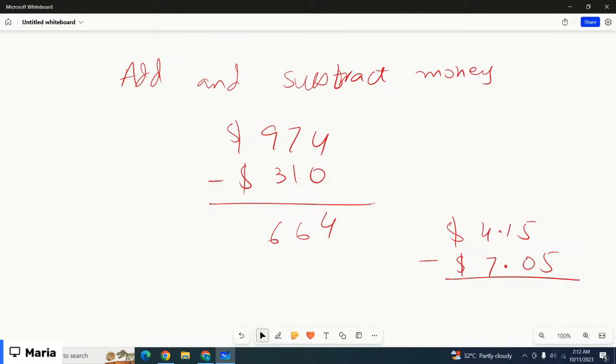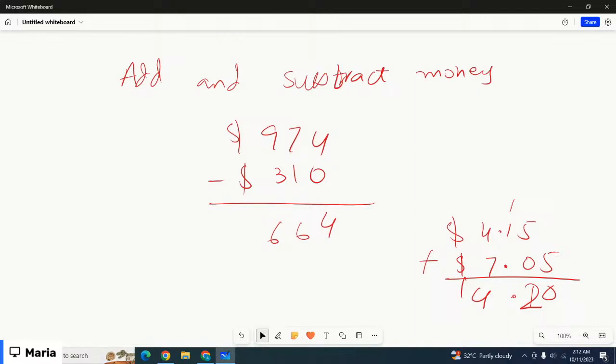Okay, so when you subtract, start with the rightmost digit. 5 take away 5 is 0. 1 take away 0 is 1. And oh, you have to add them. You cannot subtract them. 5 plus 5 is 10, 0 and 1 carry. 1 plus 1 is 2 and 7 plus 7 is 14. I made a mistake here, right? So that would be 14.20, right?